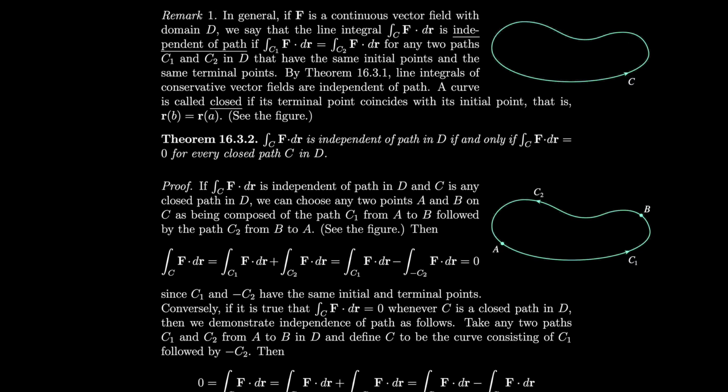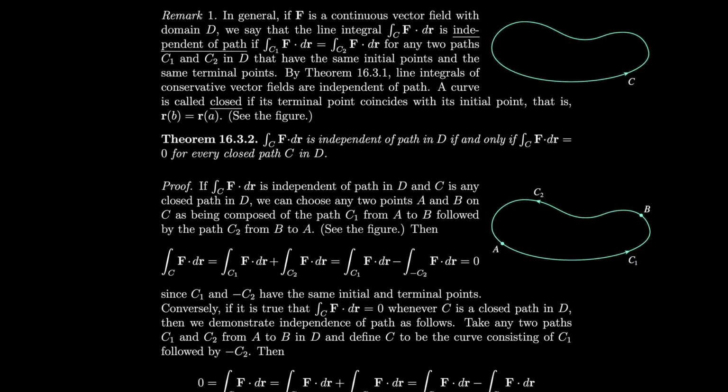Next up, we'd say that a curve is closed if its terminal point coincides with its initial point. So that means that r of b is equal to r of a. So in this figure over here, we have a closed curve. F dot dr is independent of path on D if and only if the line integral is 0 for every closed path. So let's prove this real quick.